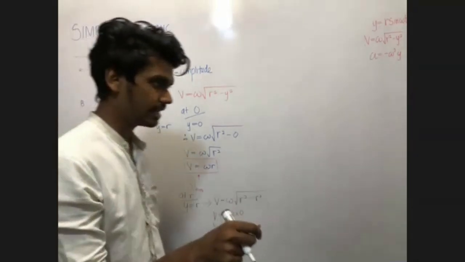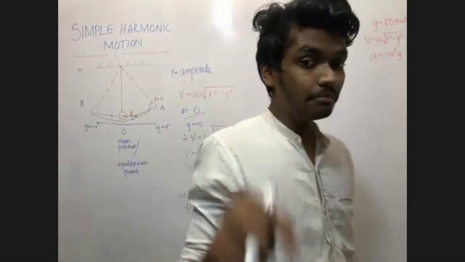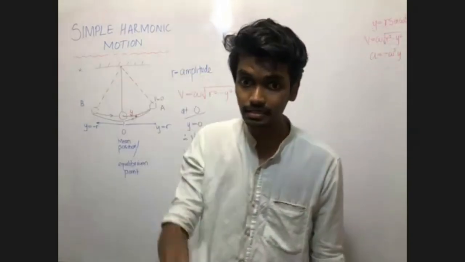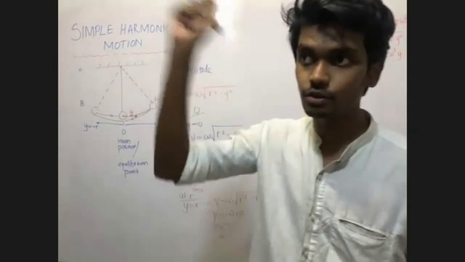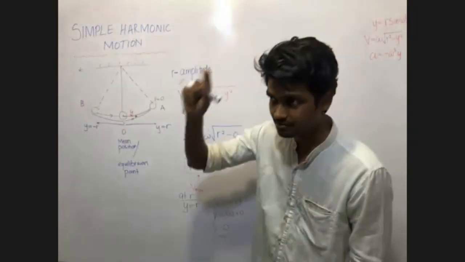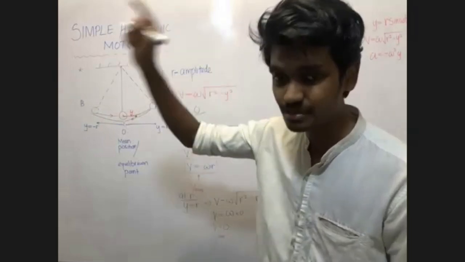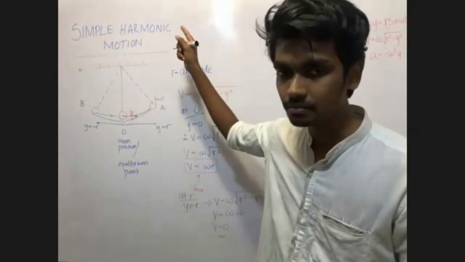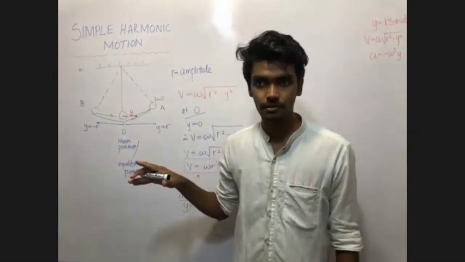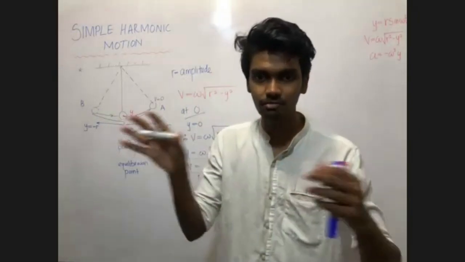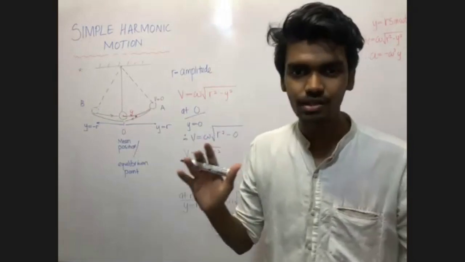So you need to understand that at the amplitude, it will have the minimum velocity, while at the mean position, it is going to have the maximum velocity. For a simple harmonic motion, at the equilibrium point, it's going to have the maximum velocity, while at the amplitude, it's going to have the minimum velocity. So very important, because a lot of questions are going to be given based on this point.